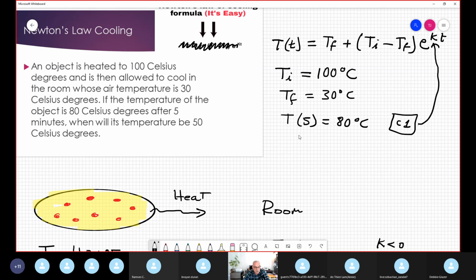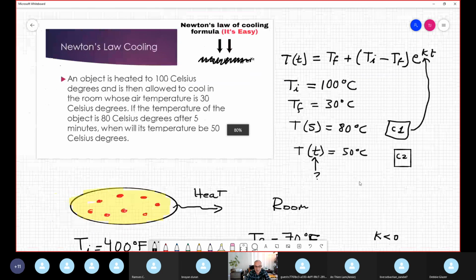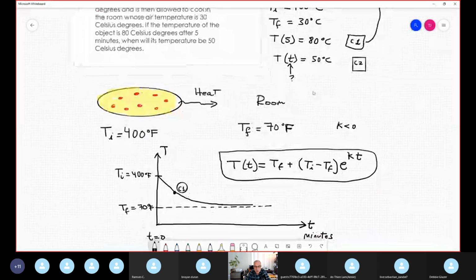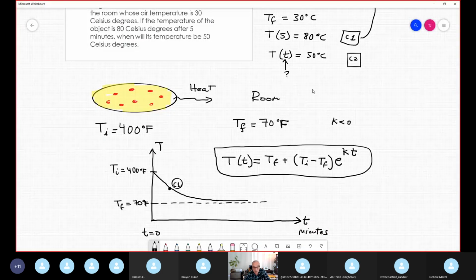Okay, so the question is: when will the temperature be 50? Okay, so I need condition 2. In condition 2, I know the temperature is 50, but I don't know the time that corresponds with this. I have no idea of this time. This is the thing I try to find. Okay, let me represent this in one graph because one picture is much better than 1,000 words.